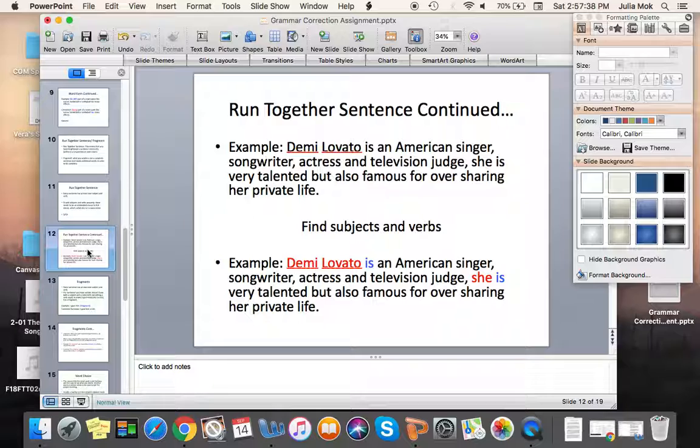So, an example here. Demi Lovato is an American singer, songwriter, actress, and television judge. She is very talented, but also famous for oversharing her private life. Now, this is a great sentence. I thought this was a really good point this author made in the essay, but it is a run together sentence. So, if you have something marked on your paper that says run together sentence, the first thing you want to do is find the subjects and verbs in your sentence.